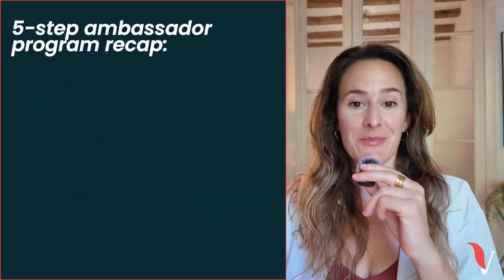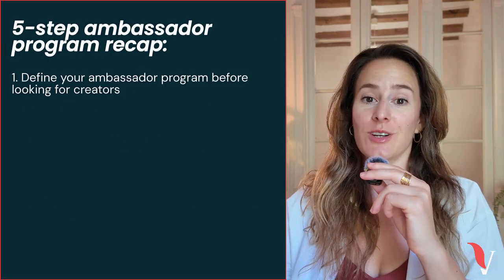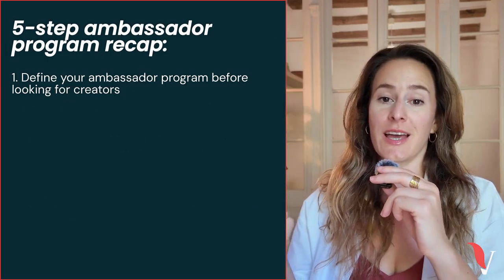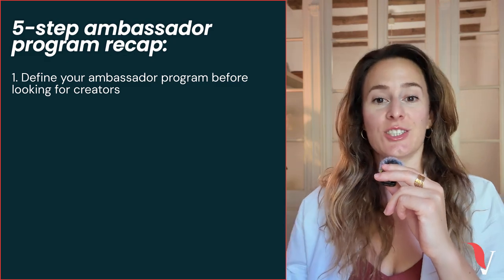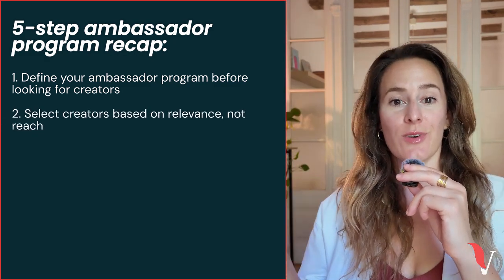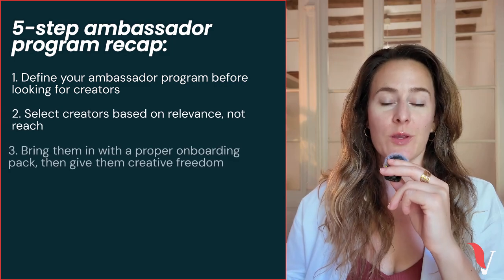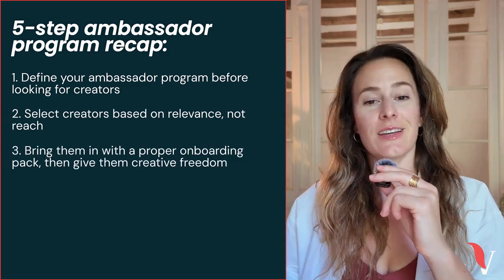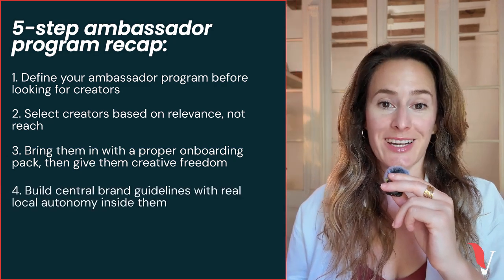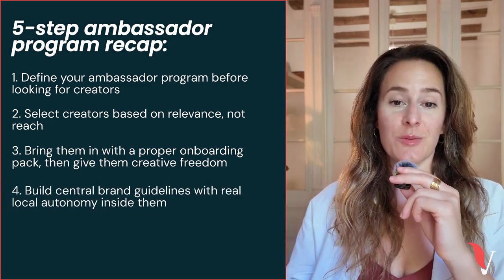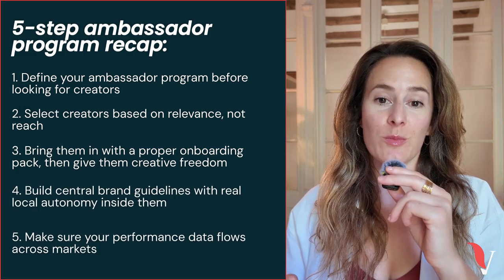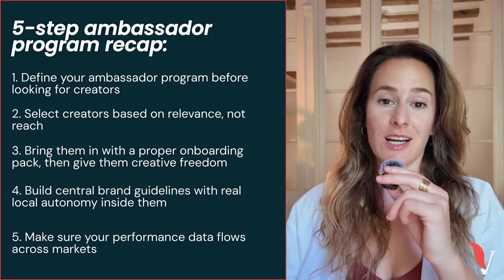So, to pull it all together, define your ambassador program before you start looking for creators. Formal partners and organic advocates need to be managed differently. Select creators based on relevance, not reach. Bring them in with a proper onboarding pack. Then, give them creative freedom. Build central brand guidelines with real local autonomy inside them. And make sure your performance data flows across markets, not just upward.